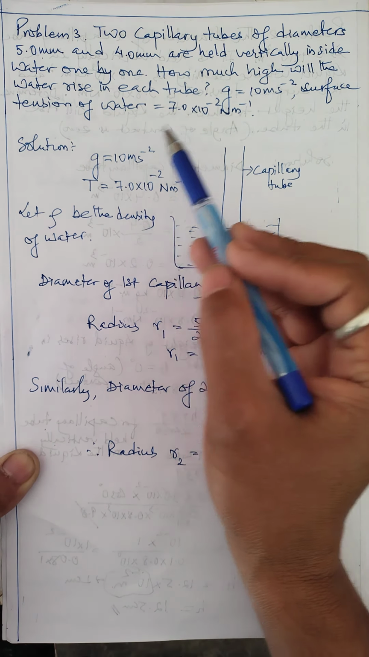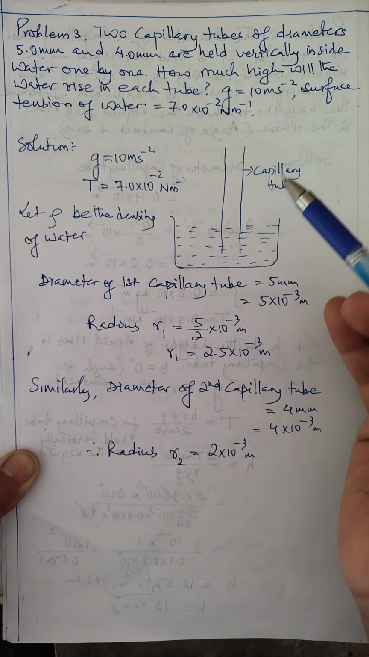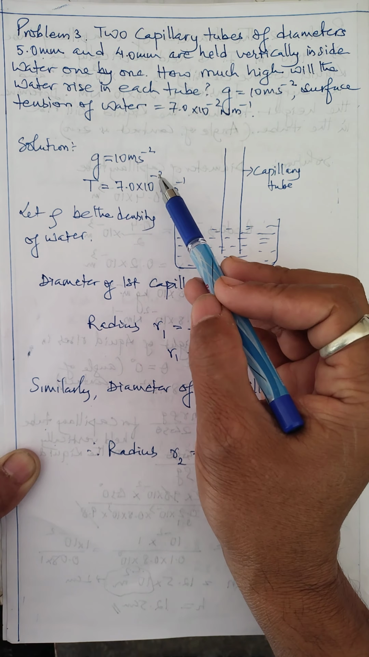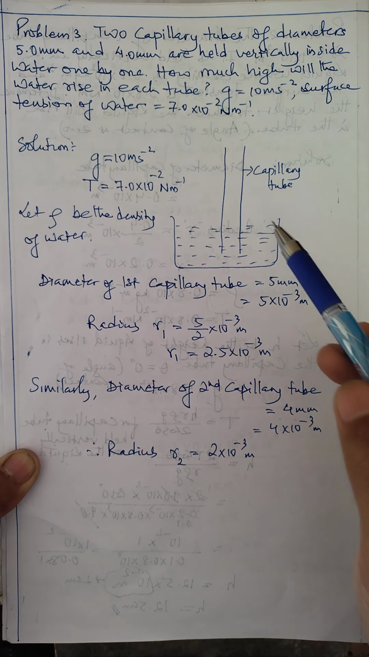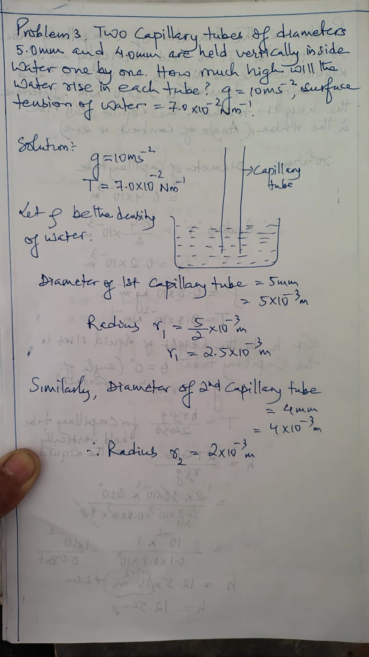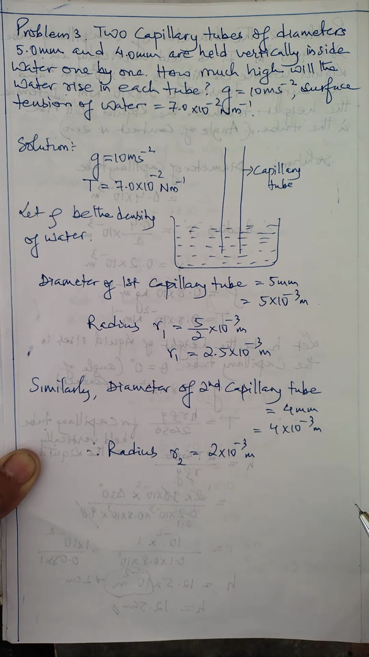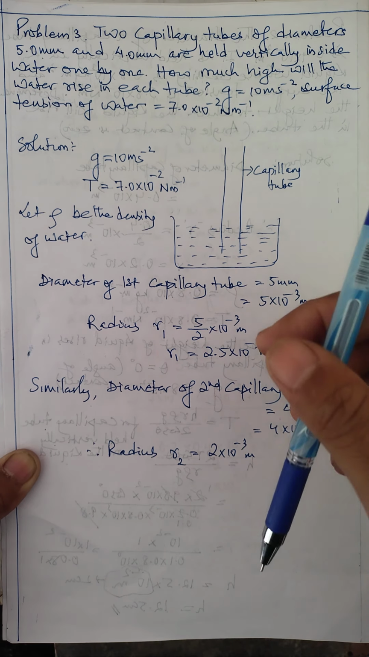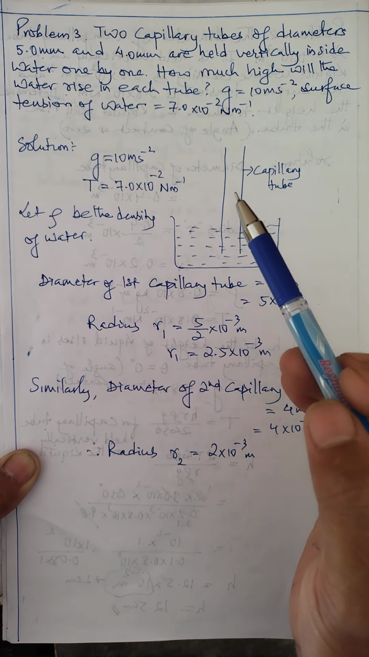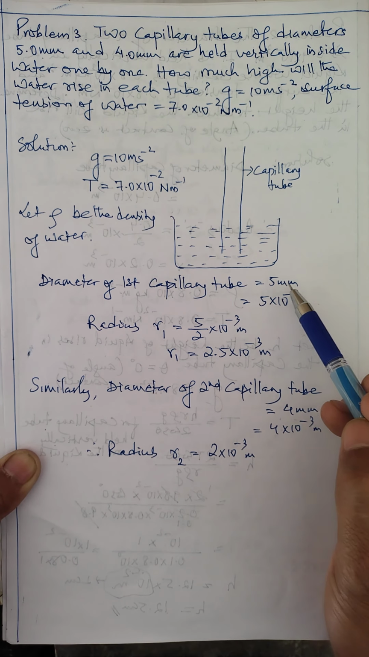In this particular question, the value of acceleration due to gravity is given, that is 10 meter per second square, and the surface tension of water is also given, that is T equals 7.0 into 10 to the minus 2 Newton per meter. But water as a liquid has a density also, and the density of water is not mentioned here. So we consider the density of water to be rho. But the tubes which we are inserting vertically inside the water have different diameters. So the first capillary tube has a diameter of 5 millimeters.